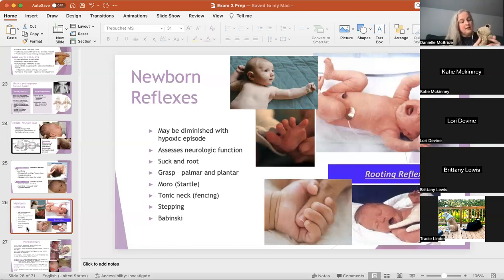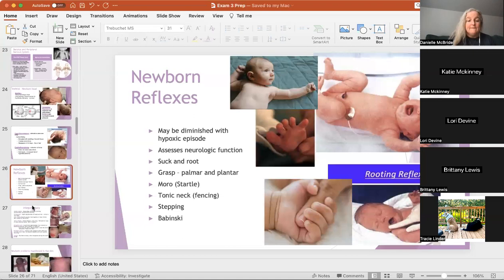With palmar grasp and plantar grasp, if you put pressure either in the foot or the hand, then the fingers or the toes curl around. There's rooting, if we stroke, they turn. And the root reflex really is something we can elicit to help with breastfeeding. If I'm trying to get a baby latched, then I'll stroke the cheeks or stroke the lips to get them to open their mouth. So those are our reflexes.